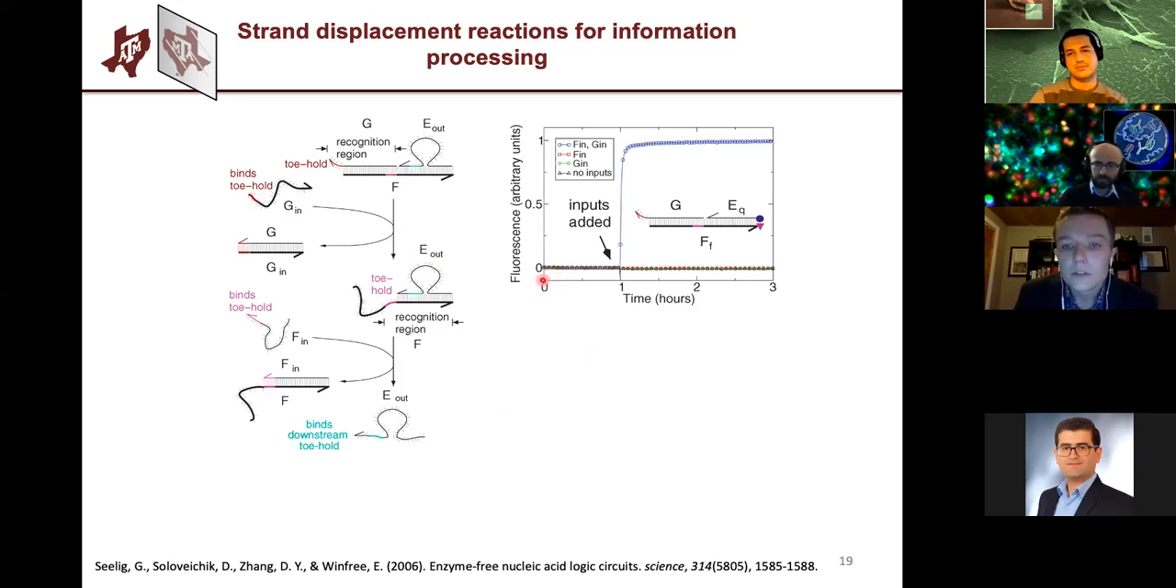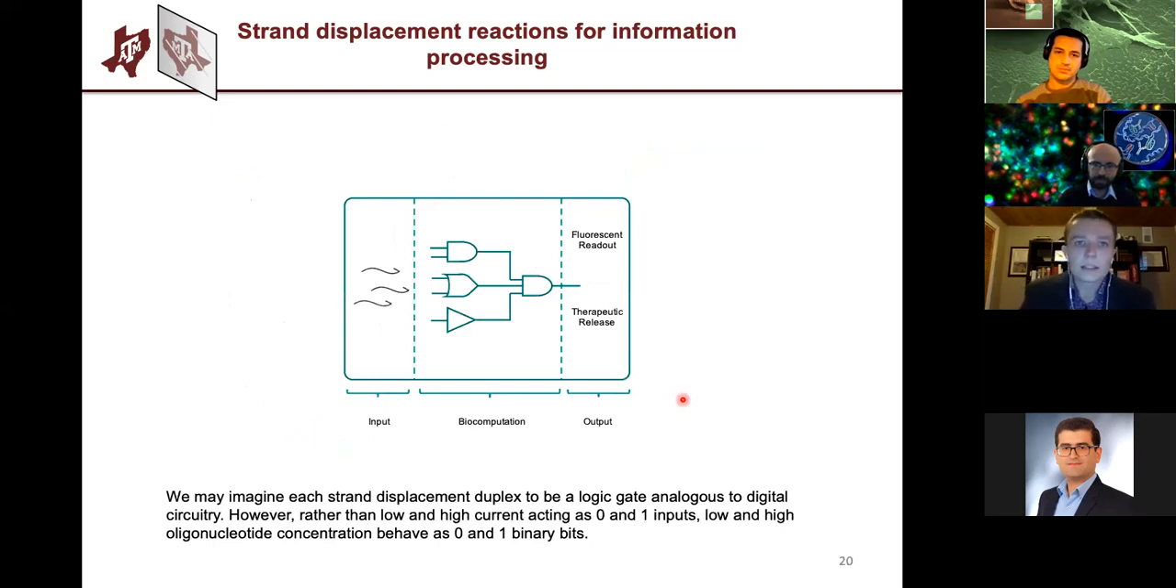And they show this fluorescently with a fluorophore-quencher module. When they input both inputs, quite quickly you generate a fluorescent signal as the fluorophore is released from the quencher. So this is the general outline of how these strand displacement circuits work. I'm going to be following very similar notation to everything. The reason this is so important is that we can imagine each strand displacement duplex to be a logic gate analogous to digital circuitry.